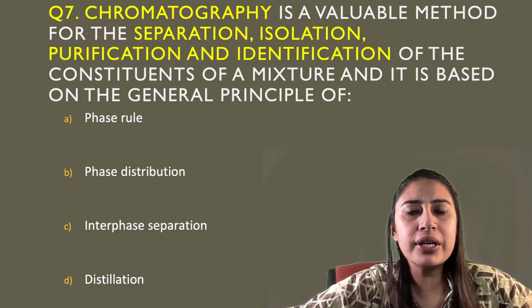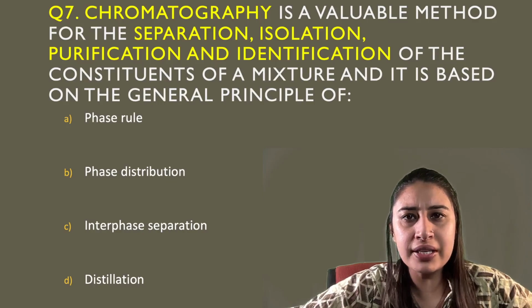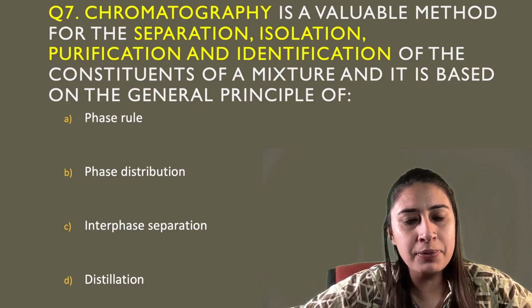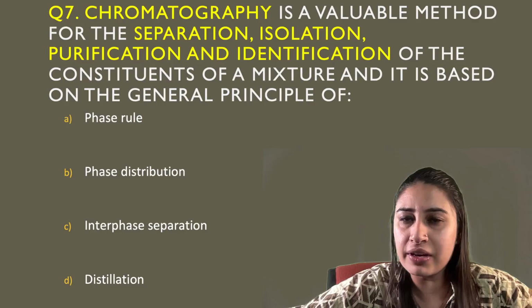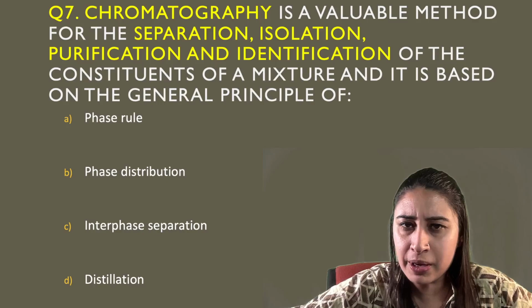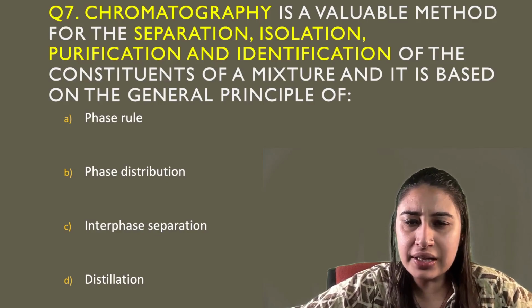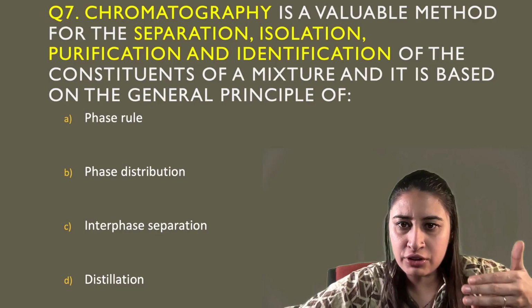Let's understand through the example of the partition chromatography. The example of the partition chromatography is paper chromatography. So what is happening in paper chromatography? We have a stationary phase and we have a mobile phase. Stationary phase is our chromatography paper only. The mobile phase is the liquid that we are adding, the solvent that we are adding, which is moving up.